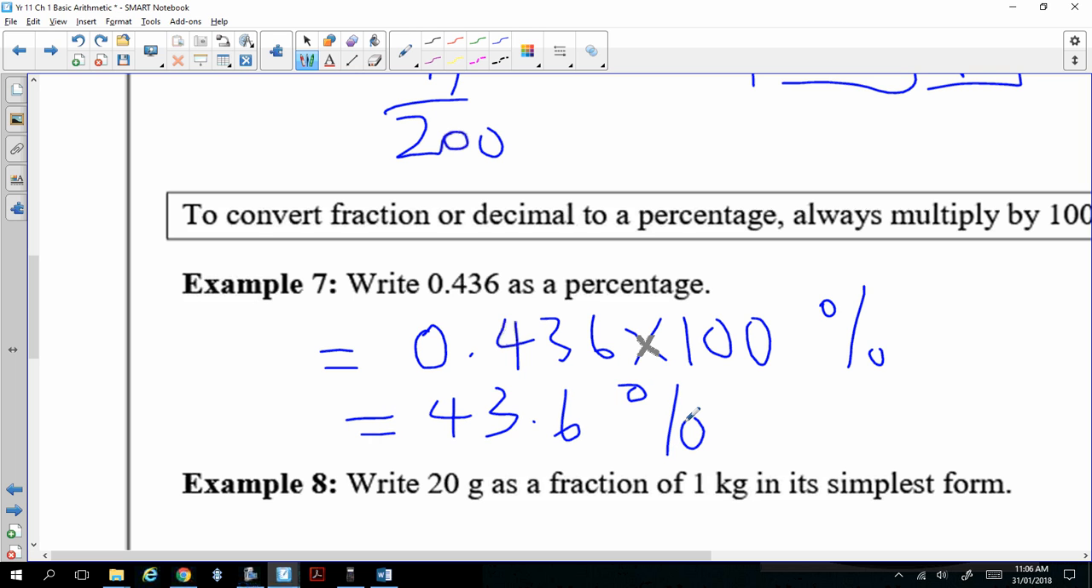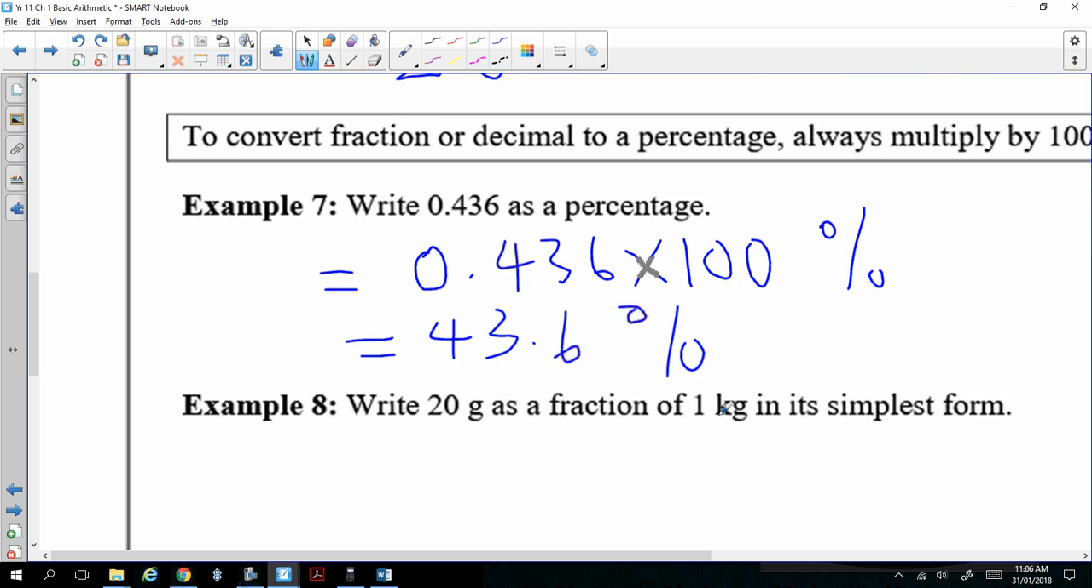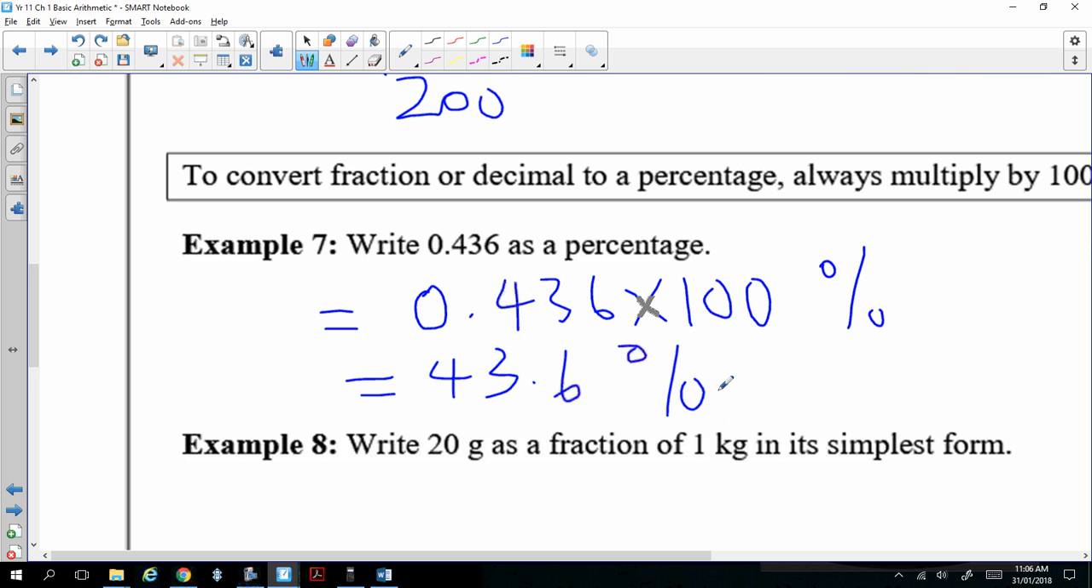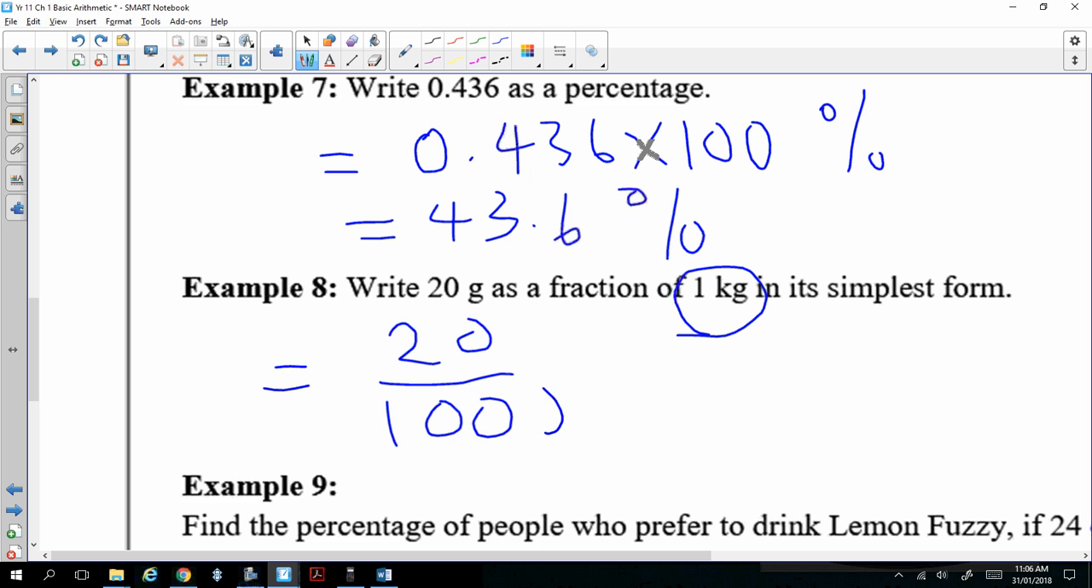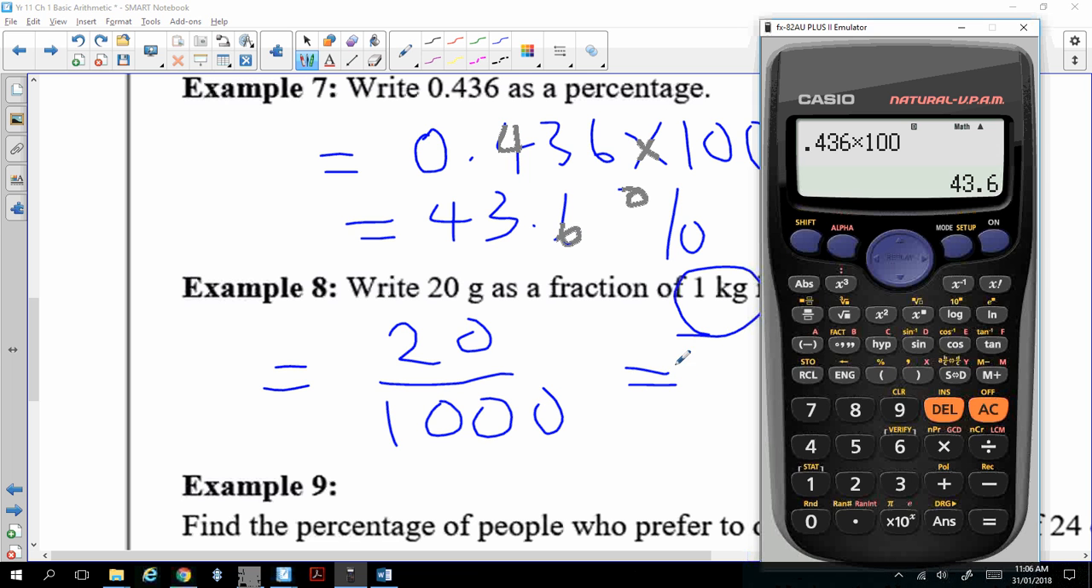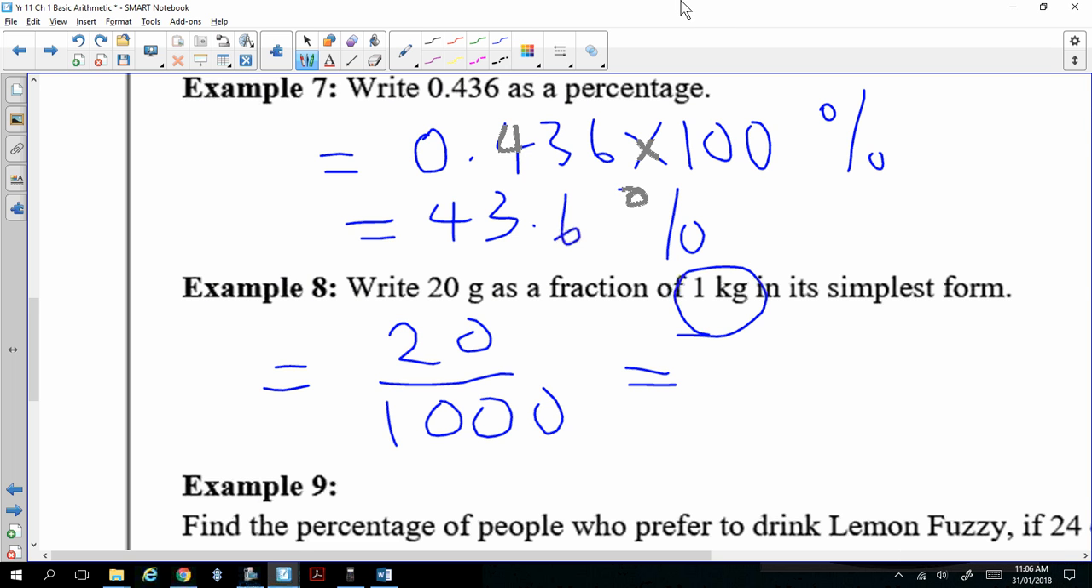Next one, write that as a fraction of 1 kilogram in simplest form. So convert kilogram to grams. How many grams in kilogram? 1,000, good. 20 over 1,000. Simplify a fraction, but if you are too lazy, just press 20 over 1,000. It should give you the answer, 1 over 50 in the simplest form. So to simplify, just enter the fraction, it gives you the simplest answer. So it's very easy now.